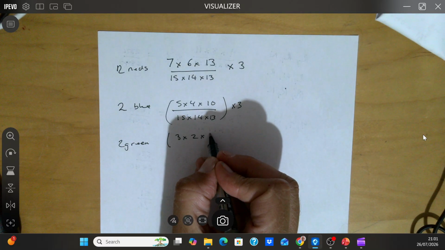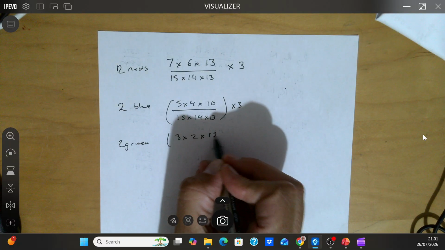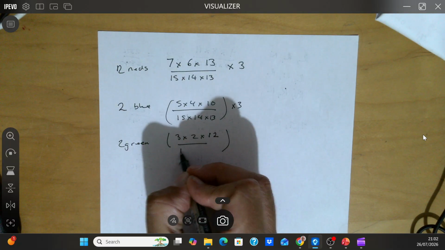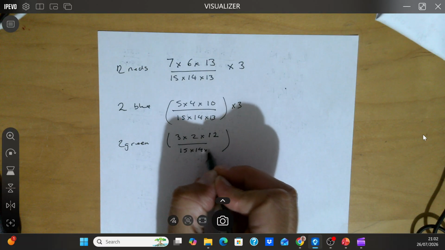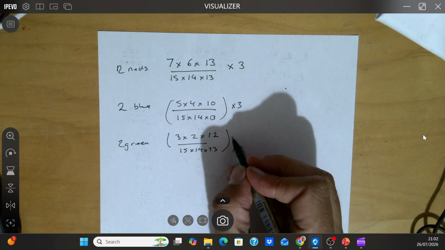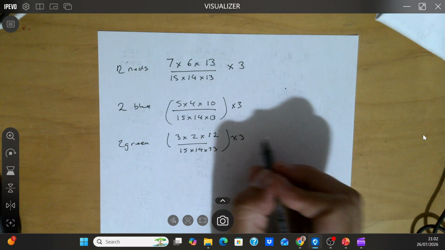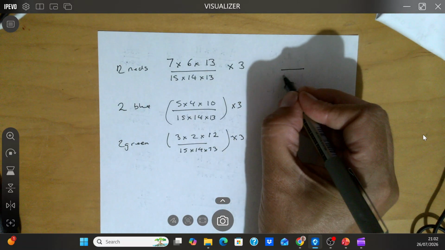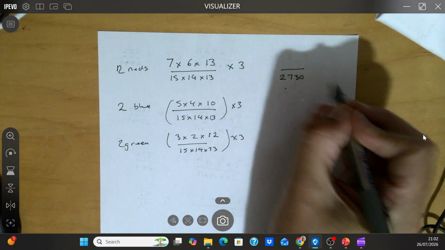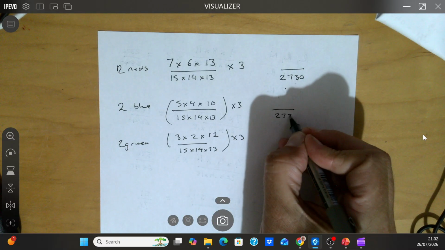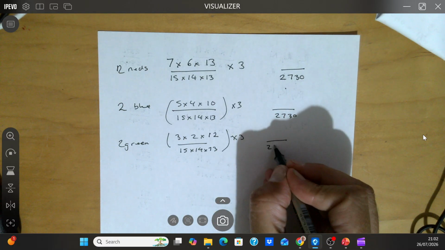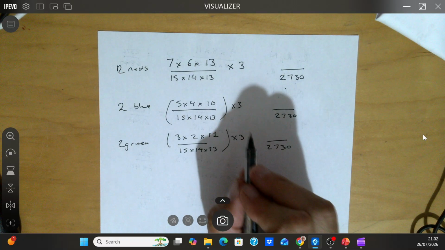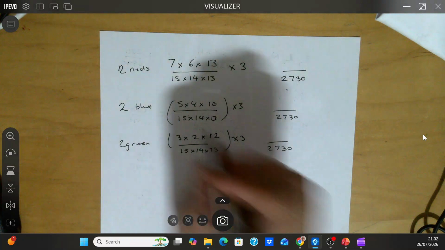How many left over? There were 15. Take 3. 12. How many lots of that do we want? So what does that give us? It's all out of 2730. So we might as well write those down. Work them out.